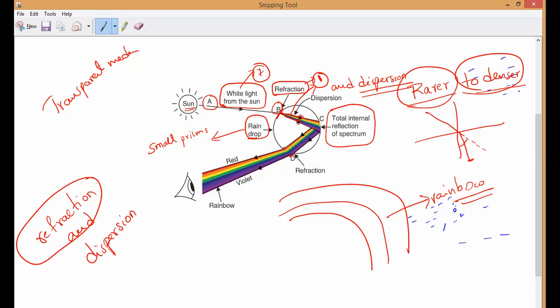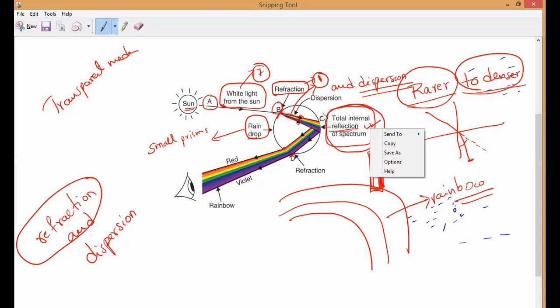Inside itself, they are bending by themselves, and they travel till point D. This bending inside the raindrop itself is what we should call total internal reflection. But you may ask me a question here: sir, reflection means only an opaque surface will show reflection, yes or no? That is what we have been studying. Yes, only opaque surfaces show reflection, but here it is total internal reflection. I will explain what total internal reflection is.